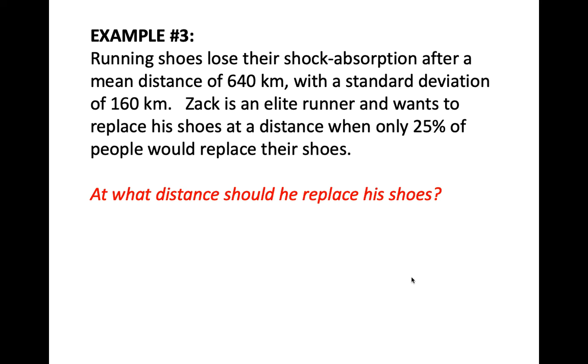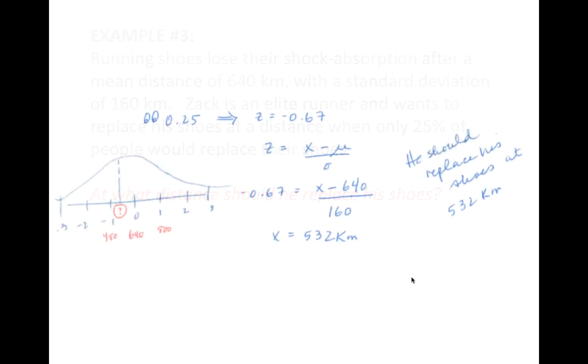Zach is an elite runner, and he wants to replace his shoes at a distance when only 25% of people would replace their shoes. So the question is, at what distance should he replace his shoes? Okay, so we know that he wants to replace them at 25%. Now we need to look in the z-score tables to figure out what z-score this is. And so we're looking for the number 0.25.